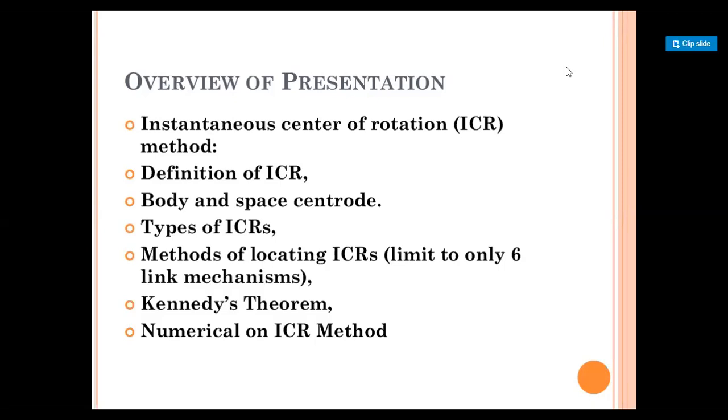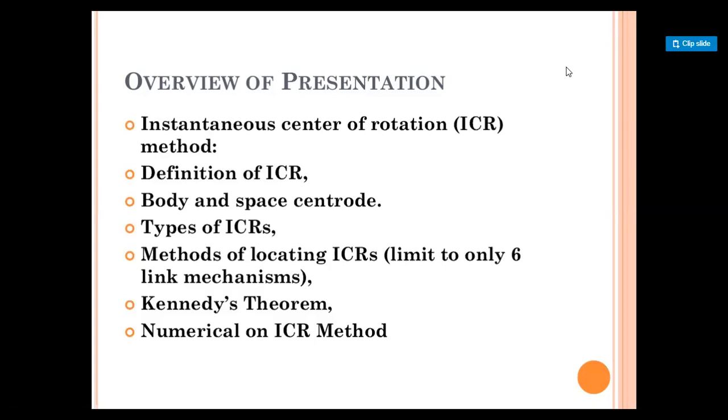There are two methods to analyze the relative motion in kinematic linkages. First is the analytical method, and the second one is the graphical method. Today we are going to study the graphical method to analyze the relative motion in kinematic linkages. There are two different methods in the graphical method: first is the instantaneous center method, and the second one is the relative velocity method. Now, first we are going to study the instantaneous center of rotation.